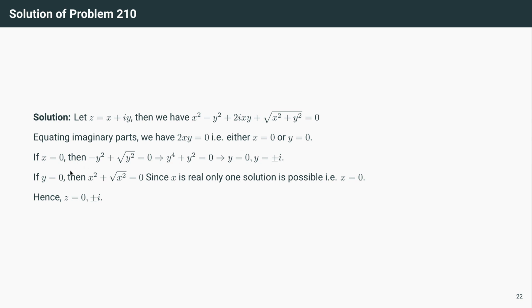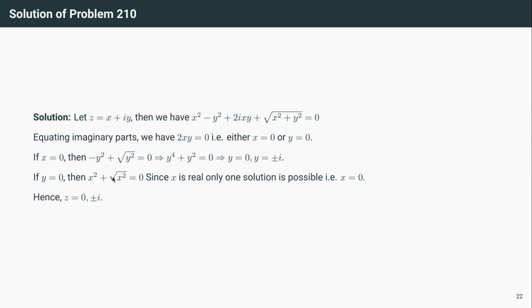Now if y is equal to 0, then we substitute again. We get x squared plus square root of x squared equal to 0. Now since x is real, let's look at this equation. Bring it to the right side, you will have x to the power 4. It may be wrong again. So x to the power 4, and then the right side will become x squared. So x squared into 1 minus x squared. This will also give you the same set of solutions.